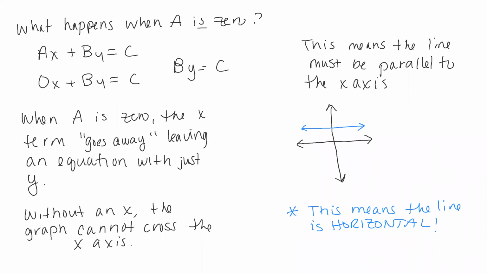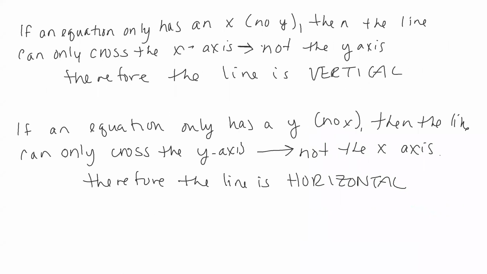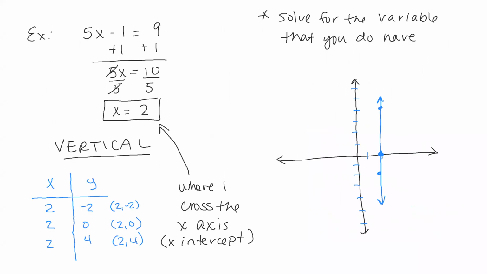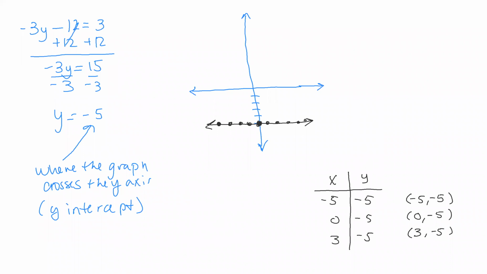So when that x term goes away, your graph cannot touch the x-axis. But because the y is there, you still have to touch the y-axis. The only way this can happen is if the line is parallel to the x-axis. This makes the line horizontal, all right? We then just kind of recapped, and then we looked at an example of a vertical line and how that would look as far as a table of values and the graph. And then we looked at an example of a horizontal line. Okay, so we did vertical lines, horizontal lines.